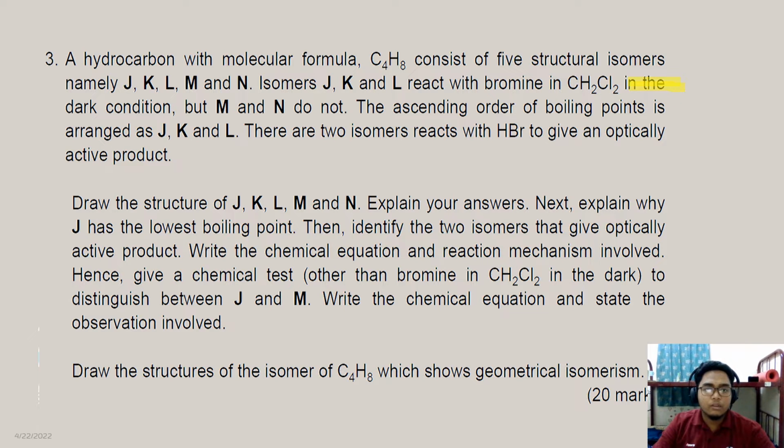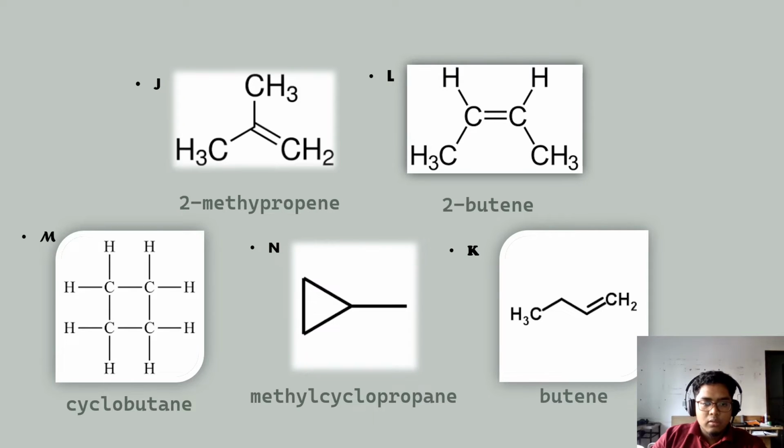It consists of 5 structural isomers J, K, L, M, N using the molecular formula C4H8. So in this slide, I would like to say that there are 5 isomers of C4H8, which are 2-methylpropene, 2-butene, butene, methylcyclopropane, and cyclobutene.